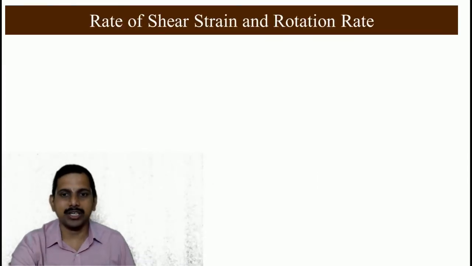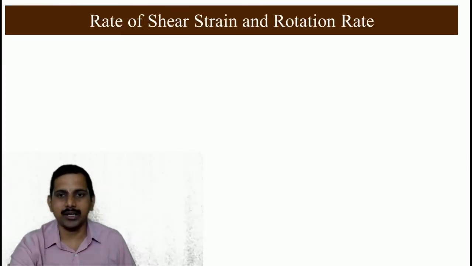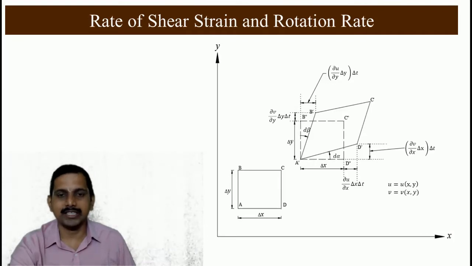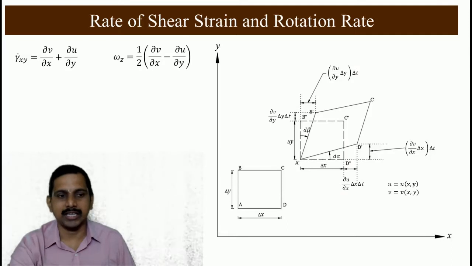Next we had seen the rate of shear strain and rotation rate. Where gamma xy dot is the shear strain, which is given as ∂v/∂x plus ∂u/∂y, and omega z, which is rotation, is equal to half into ∂v/∂x minus ∂u/∂y. Now this was in 2 dimensions.